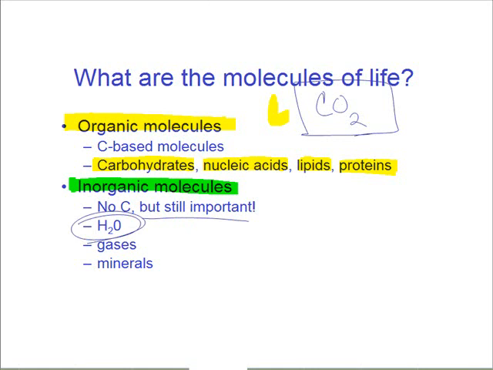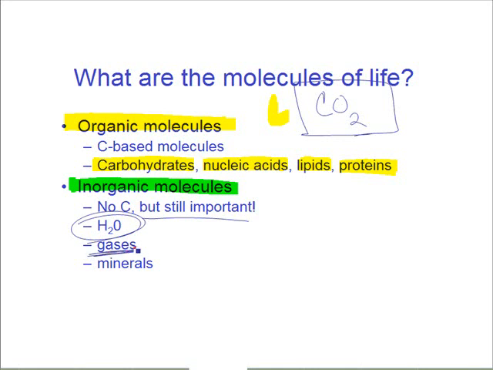Males have about 60% water in their bodies. Females have about 52% water, so it makes up a huge component of us as living organisms. And we're going to learn later on in this class that water is necessary for almost every single process that goes on in our bodies.